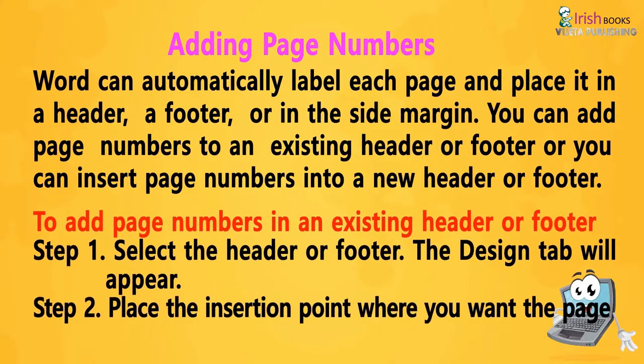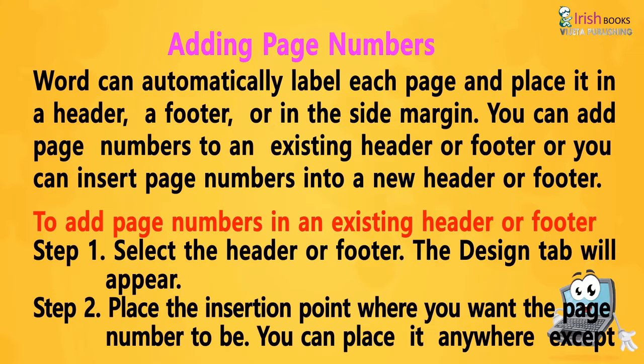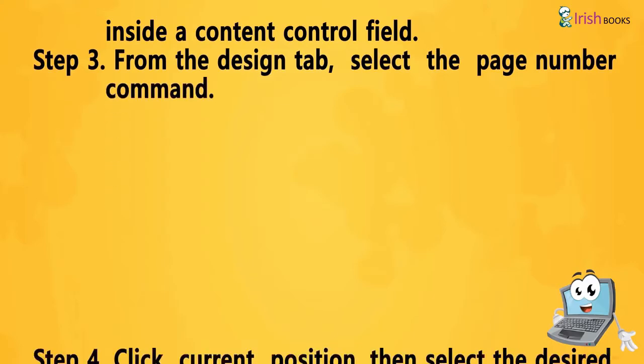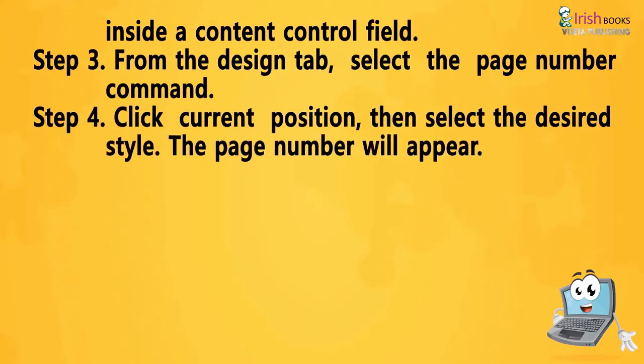To add page numbers in an existing header or footer, Step 1. Select the header or footer. The Design tab will appear. Step 2. Place the insertion point where you want the page number to be. You can place it anywhere except inside a content control field. Step 3. From the Design tab, select the Page Number command. Step 4. Click Current Position, then select the desired style. The page number will appear.